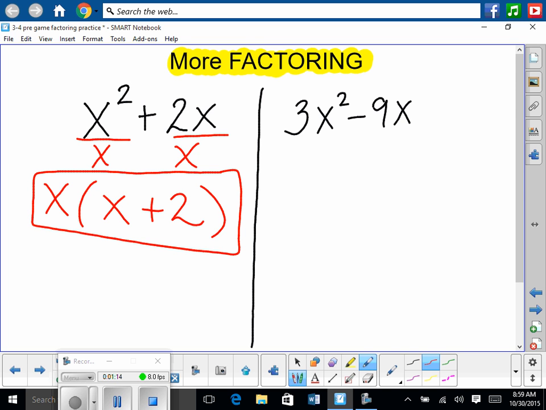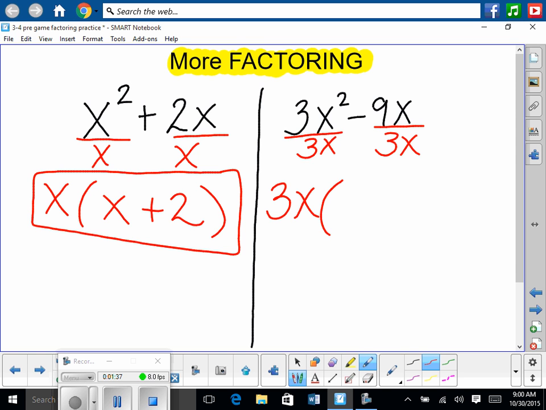Wasn't that quite easy? Yes or no? Yes. Okay, awesome. Let's do another one. 3x squared minus 9x. What's the greatest common factor? We want to factor it out. A 3 and an x. So there's a 3 in each term and an x. So we're pulling out a 3x. Now if you need to know what you're writing inside the parentheses, go back through and divide each thing by what you factored out.